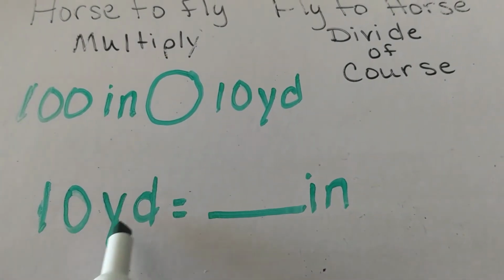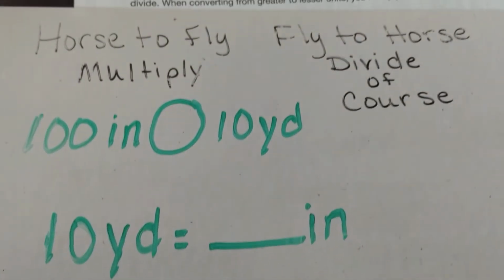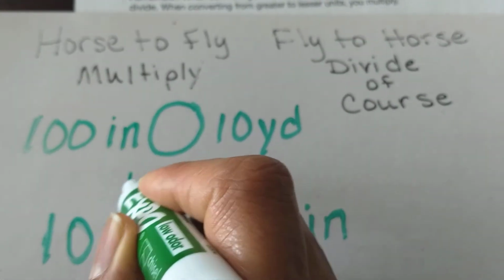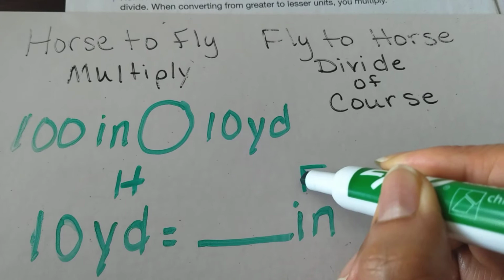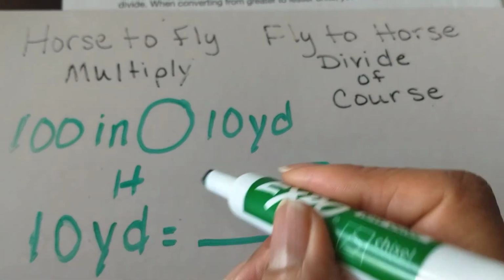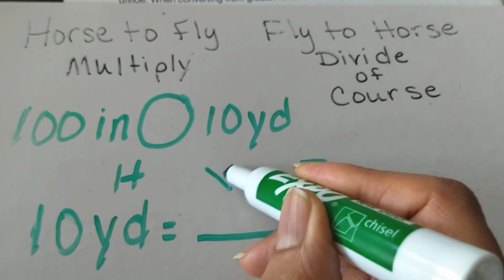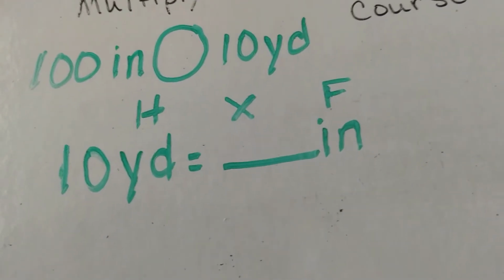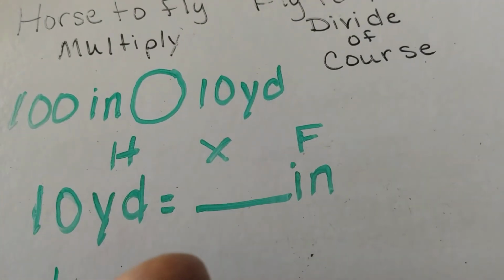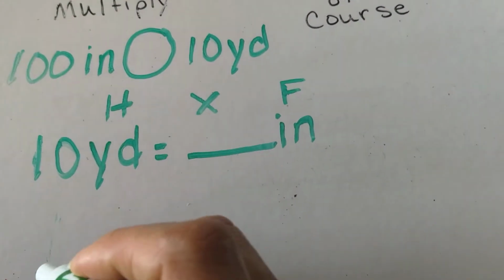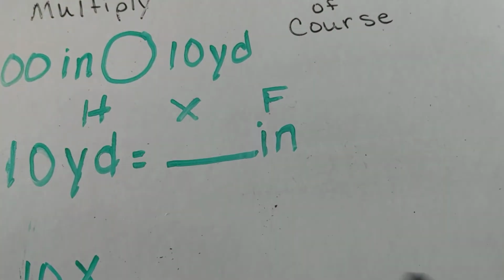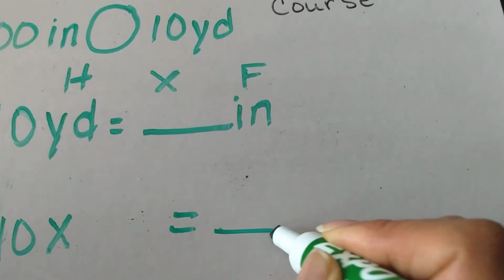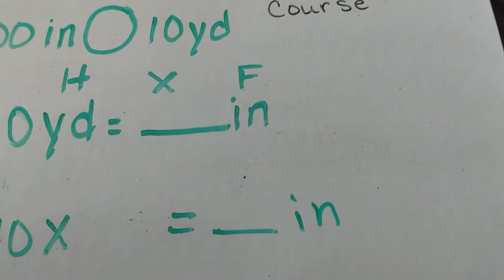How would I solve that though? Remember, we're starting with the larger unit. So we're going to solve it just like it says. Horse to fly, multiply. So I'm going to put my H over the yards. My F for fly goes over the inches. And of course, horse to fly what? What goes last? Multiply. All right, now, so how do I multiply? I need to multiply 10 times some number. And it's going to equal how many inches? You ready?